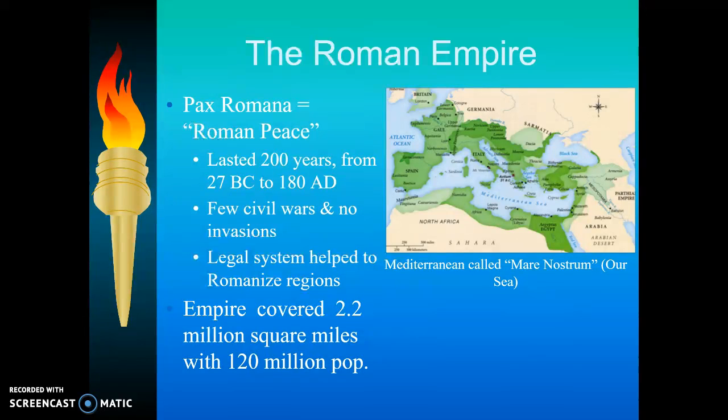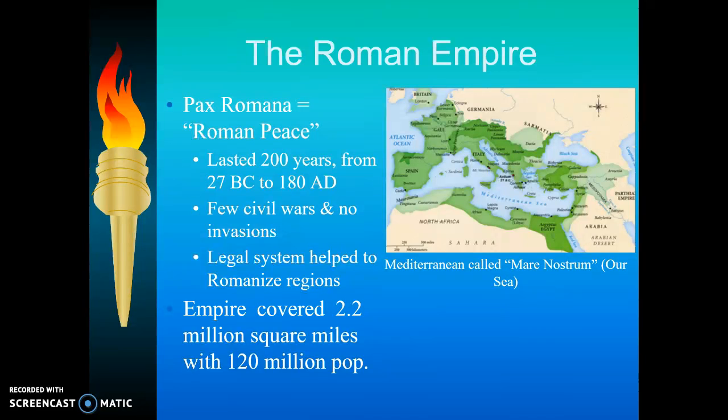Now, the Roman Empire enjoyed what's referred to as the Pax Romana shortly after Augustus's ascension to power in 27 BC. This period running to about 180 AD was referred to as the Pax Romana, the Roman peace. There were very few civil wars, no invasions, and this led to a long, sustained period of peace, of Romanization, of integration of new areas into the Roman Empire.